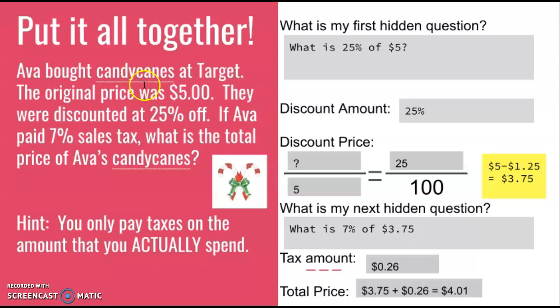So, candy canes. Original price is $5. We were discounted 25%. So let's work with just this part here. My first hidden question is, what is 25% of $5? Because we want to know how much is taken off. The discount rate is 25%. So we're saying, what is 25% of $5? When you calculate, that gives you $1.25.